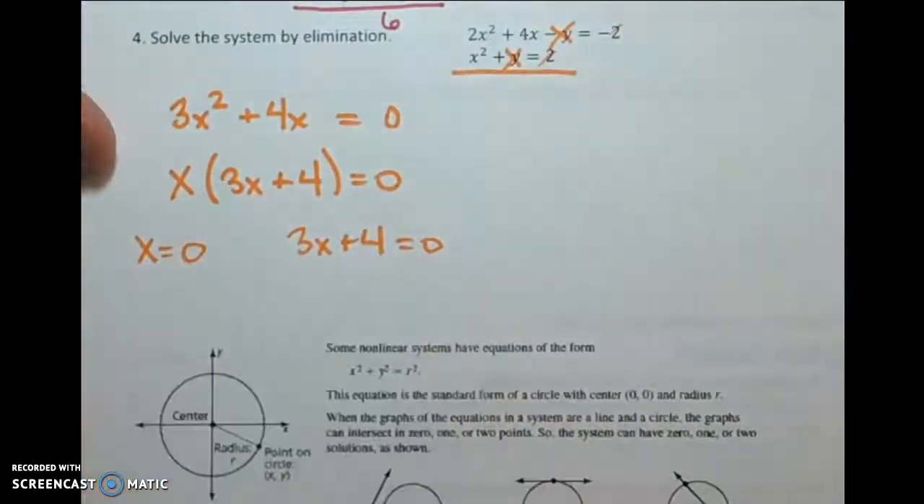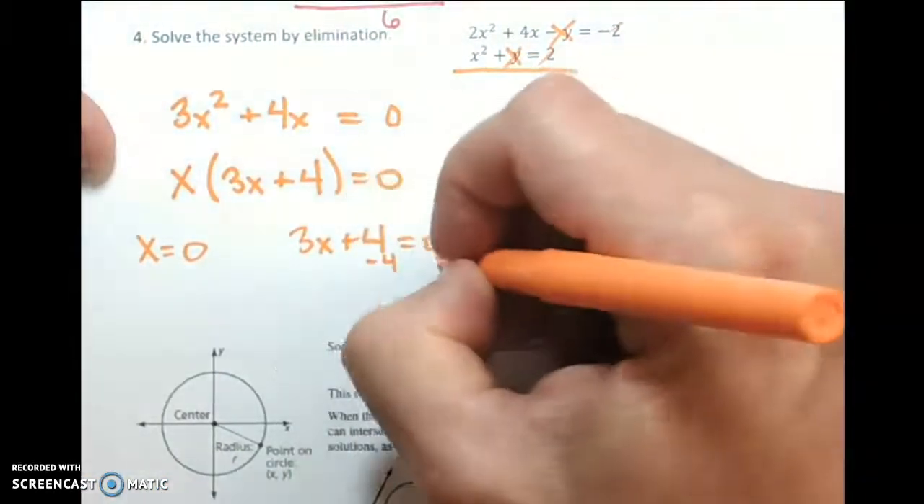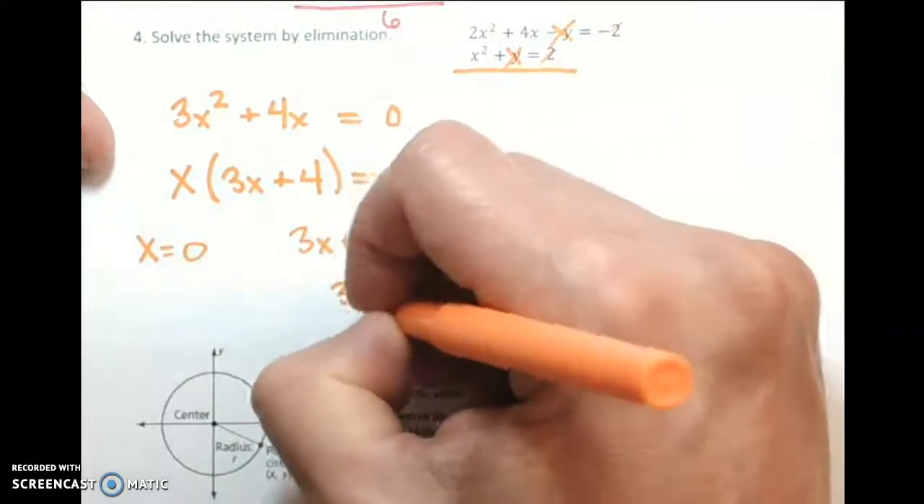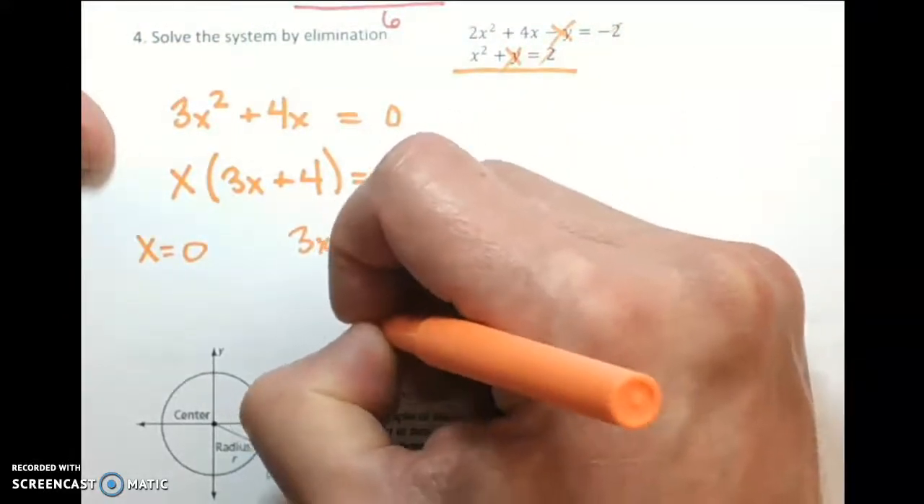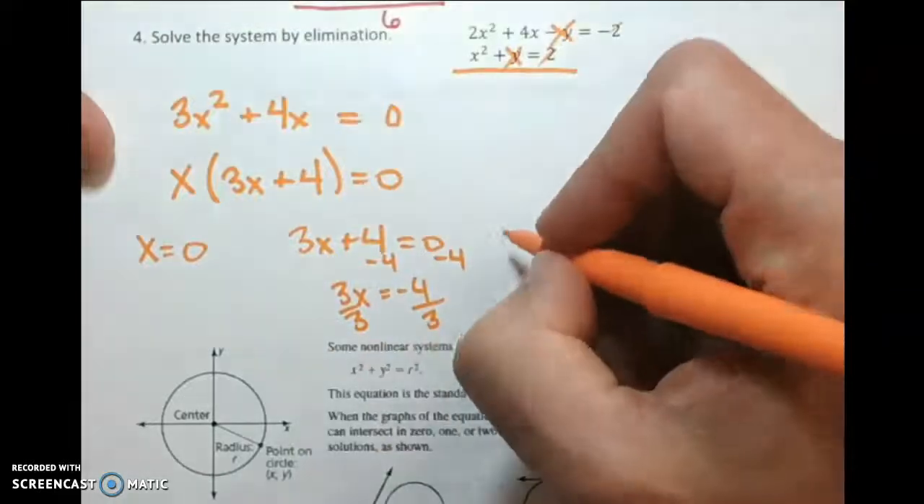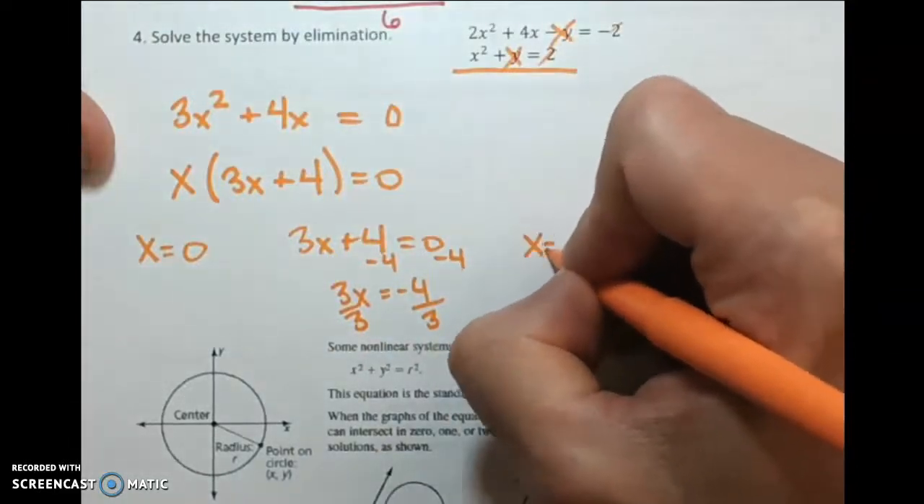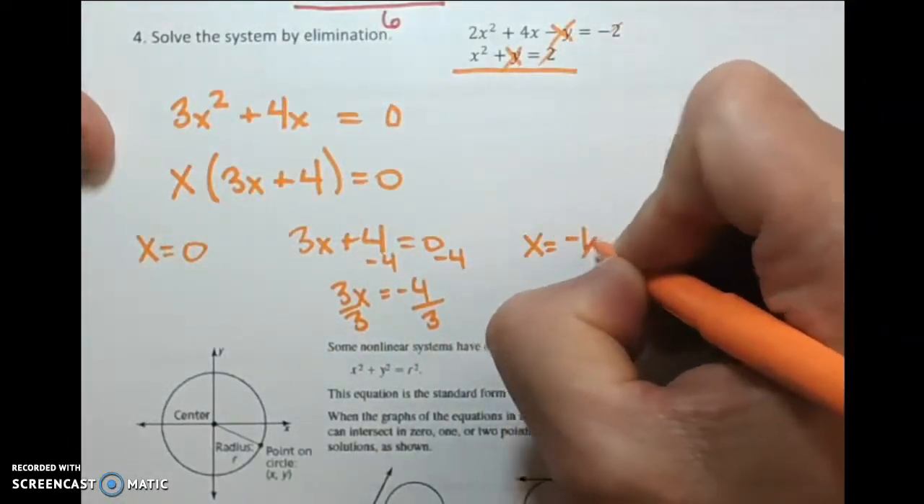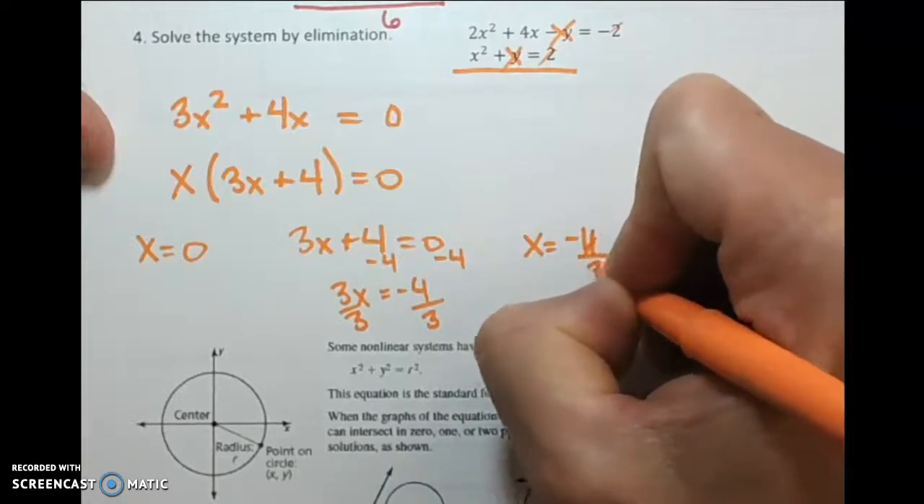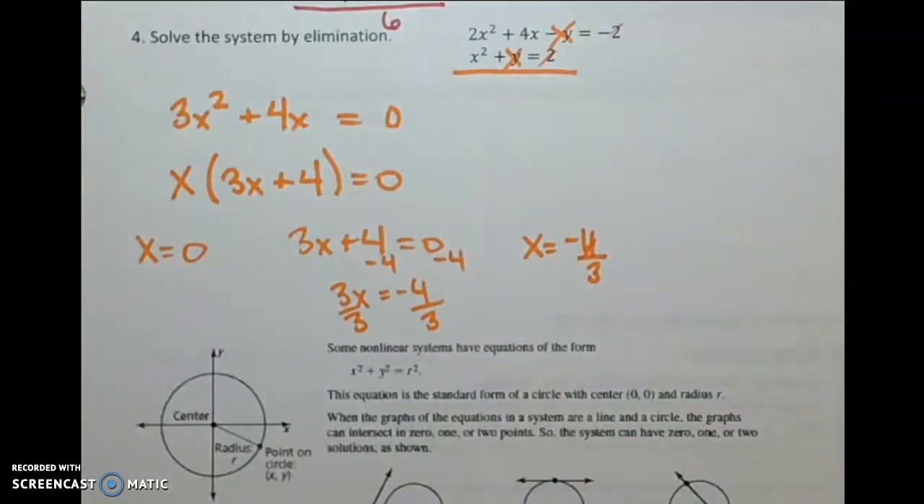Alright, so I got one solution already. I'm going to subtract 4 here. I get 3x equals negative 4, divide by 3. And my other equation here, x equals negative 4/3. Okay, so now I have those two equations.